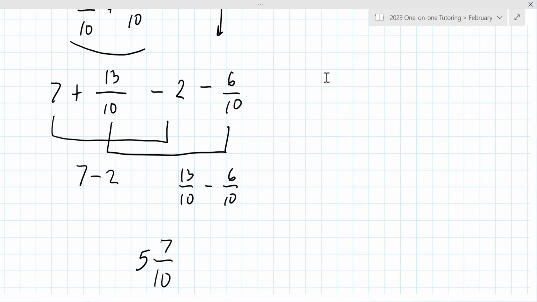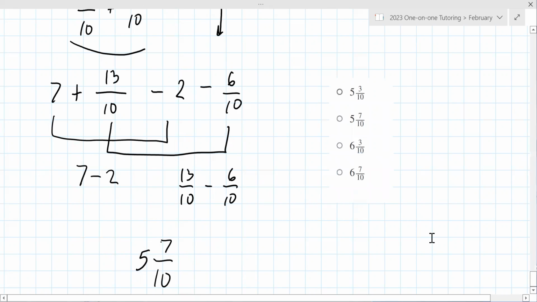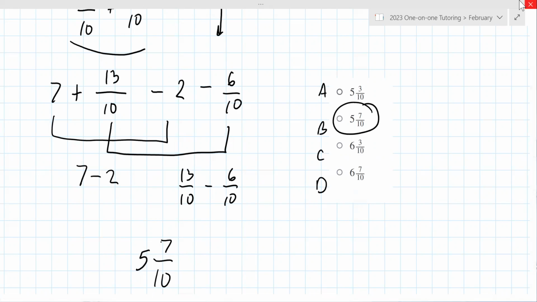So again, here are your answers. What is the correct answer? A, B, C, D. B. Very good. Any questions on that before I have you try one?